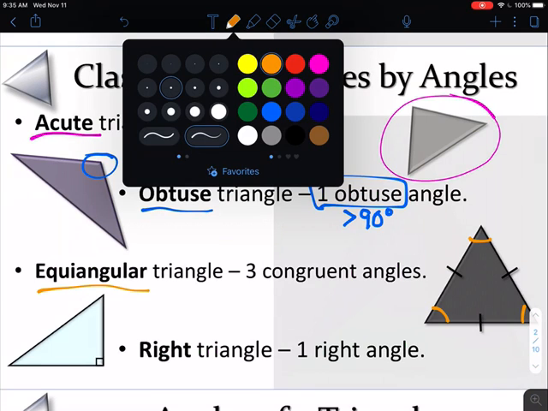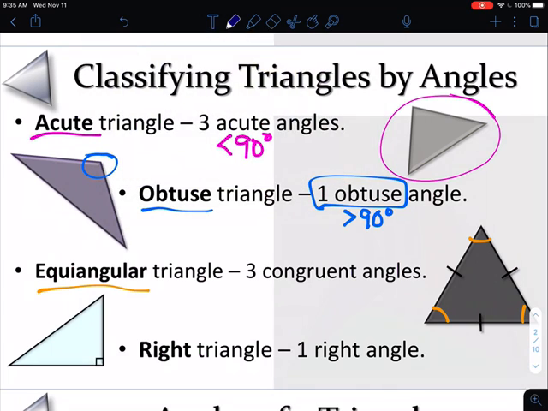The last type that's going to be an important one for us is the right triangle. And so in the right triangle, we have 1 right angle. And remember, in the triangles, that right angle is going to be denoted with that little box in the corner. So when you see that little box there, we have a right triangle. And then just to remind you, the right angle is 90 degrees.